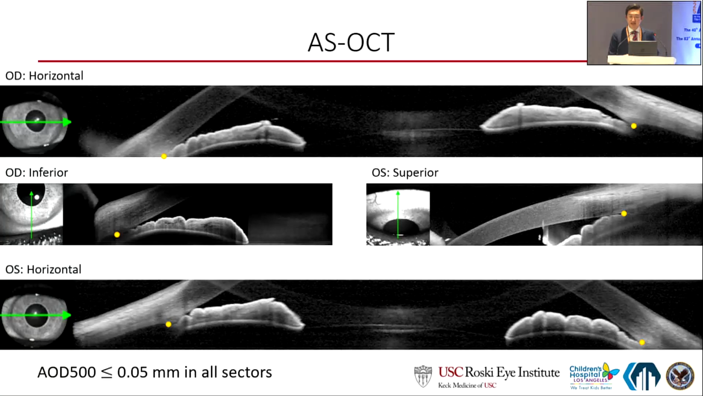So these are the ASOCT images for this patient. We can see the scleral spur is marked in each image, and there is iridotrabecular contact in all of these images, implying that the angle is very narrow in all sectors. And also, we measured the AOD, which was less than 0.05 millimeters in all sectors.